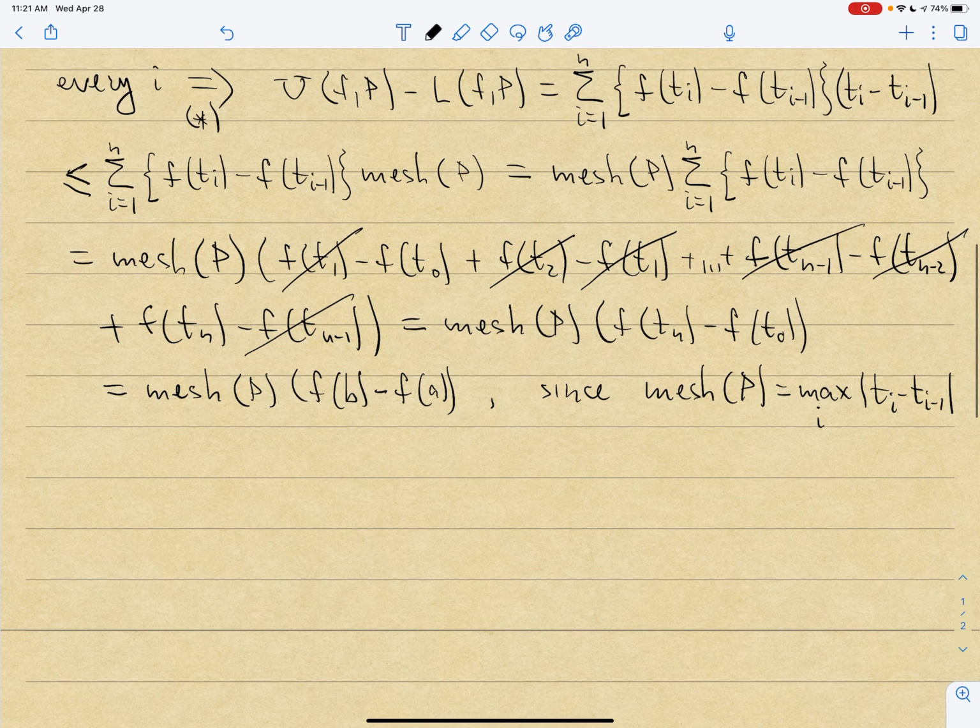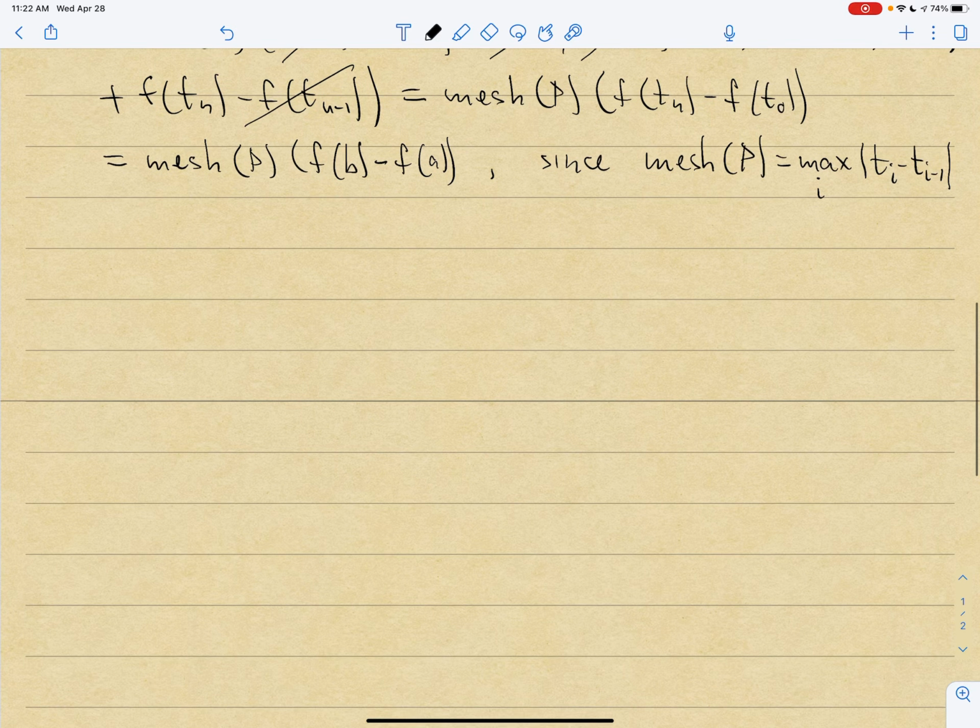All right, so now what do I want? I want U(f,P) minus L(f,P) to be less than epsilon, right? So now, because of this bound that I found, what I want is to make this quantity less than epsilon. f of b minus f of a is a fixed number for my function. And how do I choose my partition then? I would need to choose a partition where mesh of P is so small that this quantity is less than epsilon.